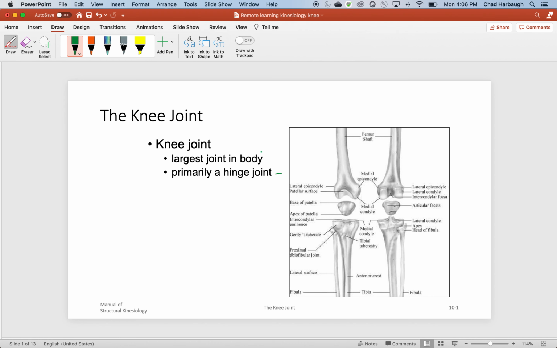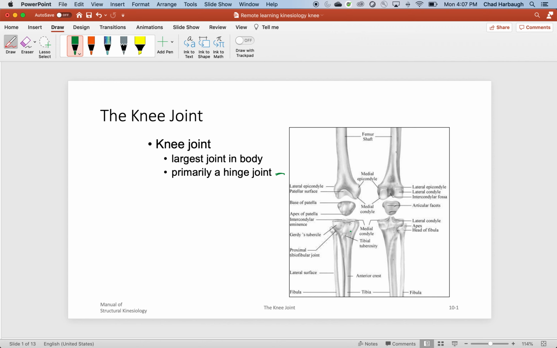Today's lecture is going to be on the knee joint. When we're looking at the knee joint, it's primarily considered to be a hinge joint. This hinge is called the tibiofemoral joint, and it is the connection between the femur and the tibia.